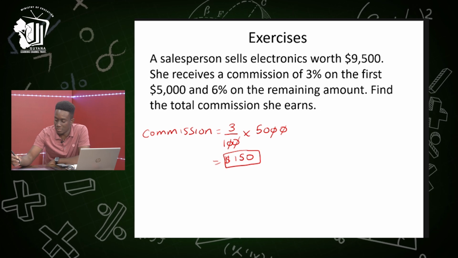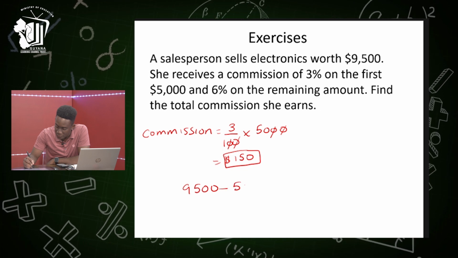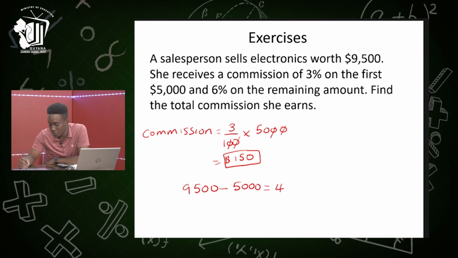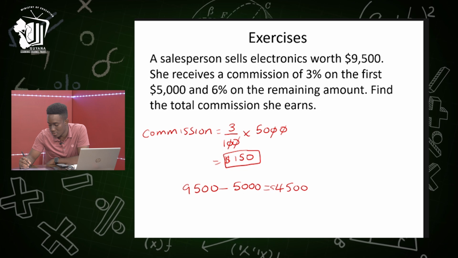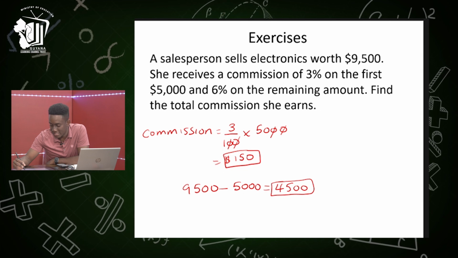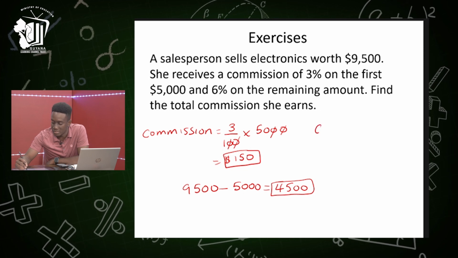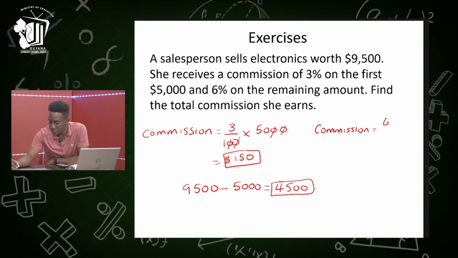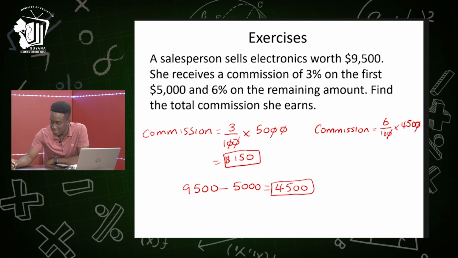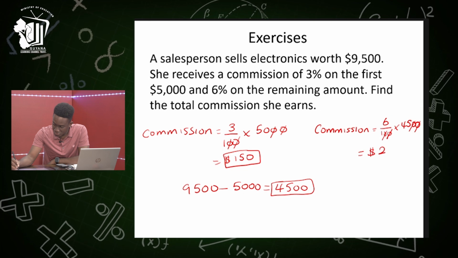So the second set of commission now would be, we have 9,500 and we subtract 5,000 from it. So we subtract 5,000 from 9,500, we're left with 4,500. So now we find the 6% on 4,500. So we'll work it right to the side here. The second set of commission would be 6% of 4,500. So this would be 6 over 100 multiplied by 4,500. This 0 cancels with that 0. This 0 cancels with that 0. And 6 times 45 would give me $270.